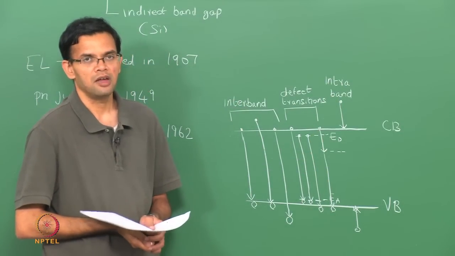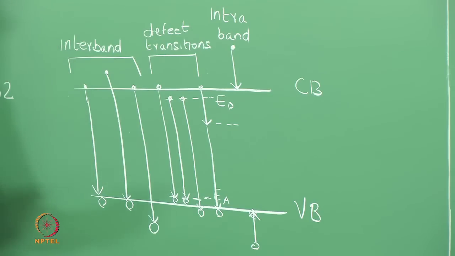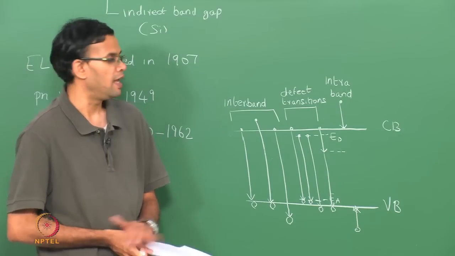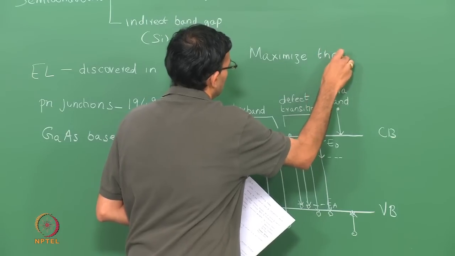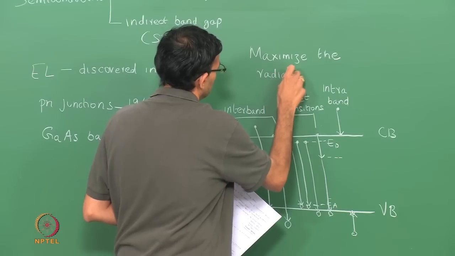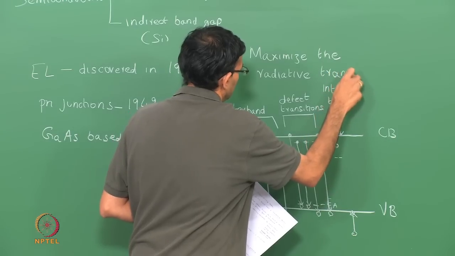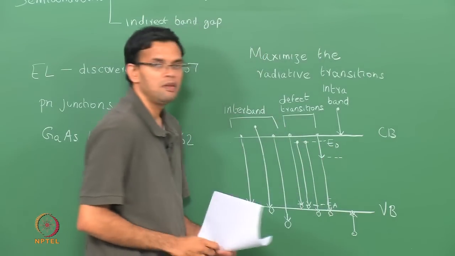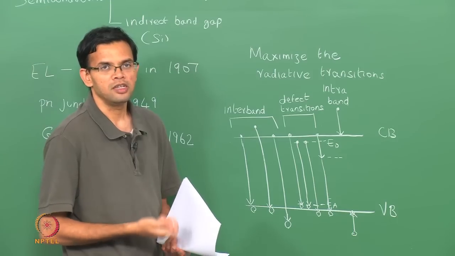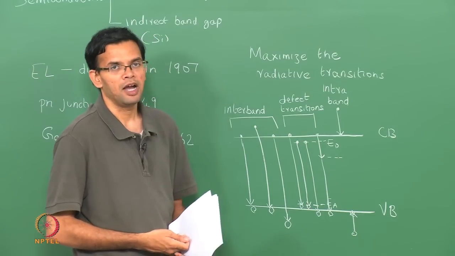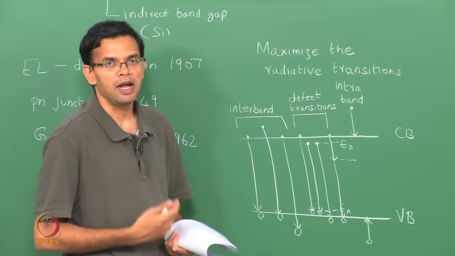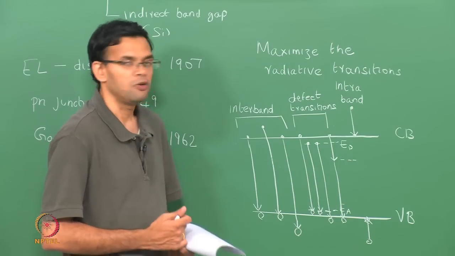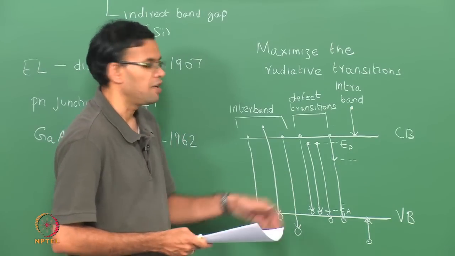Not all of these transitions are radiative, only some of them are radiative. It will depend upon the band gap of the material and also upon the characteristics of these defect states. In the case of LEDs, we want to maximize the radiative transitions and minimize any non-radiative components in order to increase the efficiency of the device. For example, if you have defects, then defects could act as traps. So ideally, when we process the material for an LED, we have to make sure there are no defect states that can cause non-radiative recombination.